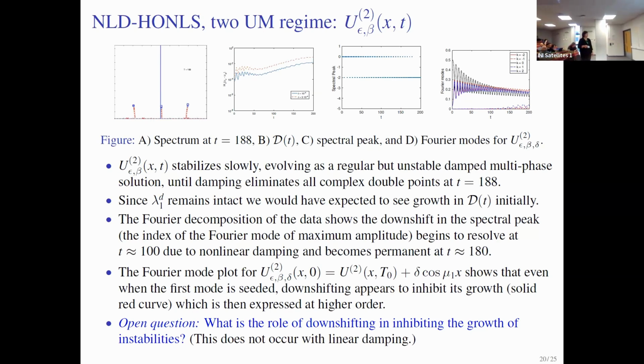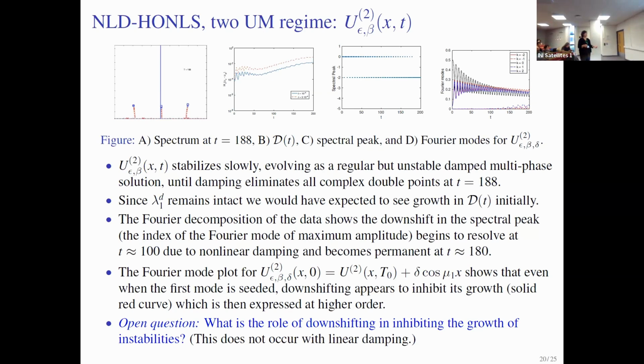And so if you look at the Fourier decomposition of the data, it shows the downshift in the spectral peak, and the spectral peak is the index of the Fourier mode of maximal amplitude. The downshifting is beginning to resolve itself roughly around 100. And so it seems that downshifting is impeding the growth of these other instabilities. It's not until the downshifting is complete, or almost complete, that you really start to see the growth of the instabilities associated with the other modes.